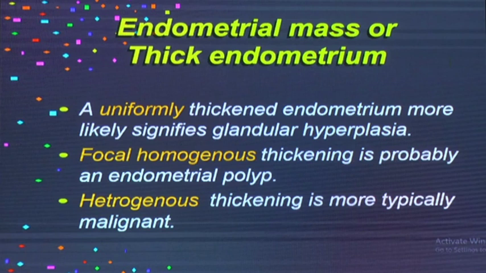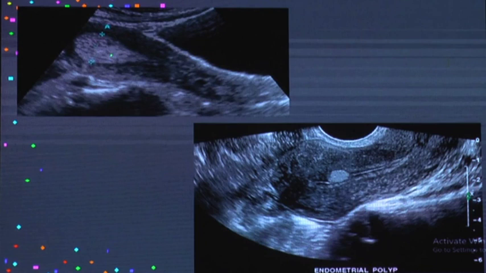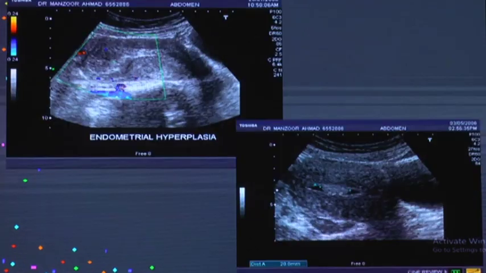If there is focal or localized thickening, that is probably an endometrial polyp. And if the thickening is heterogeneous with irregular contours, then we may think of endometrial carcinoma. You can see here, this is the diffuse thickening with a few cystic areas in between. This is the localized thickening, this is the endometrial polyp. Another slide of the diffuse thickening, that's the benign endometrial hyperplasia, and this is the endometrial polyp.